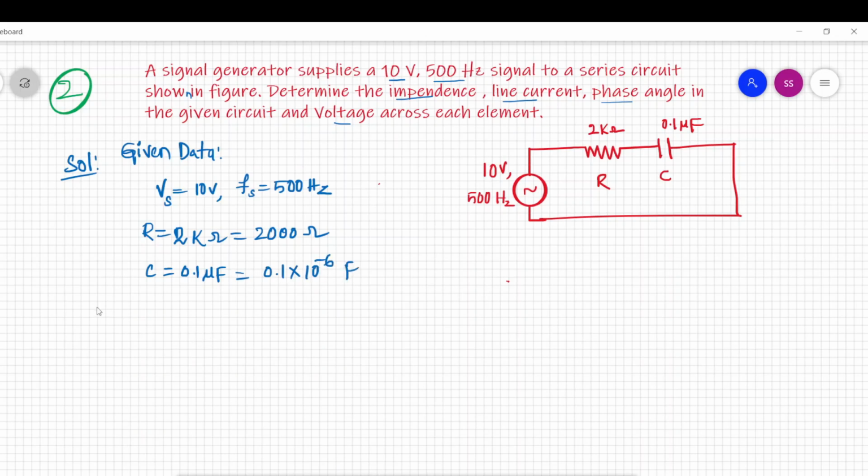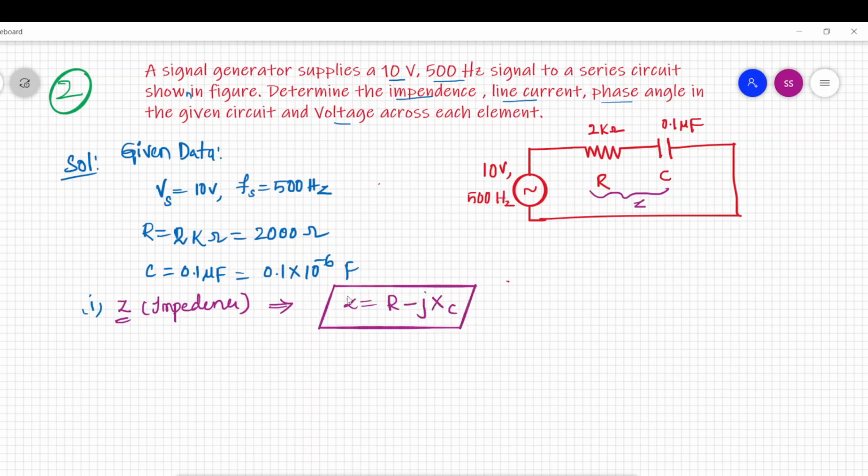Okay, now the first thing we need to find is the impedance in the circuit. So the net impedance offered by these elements to the voltage source is to be found. So what is the expression for impedance here? The expression for impedance in a series RC circuit is Z equals R minus jXC. So this is the expression for impedance. Okay, so we need to find XC here.